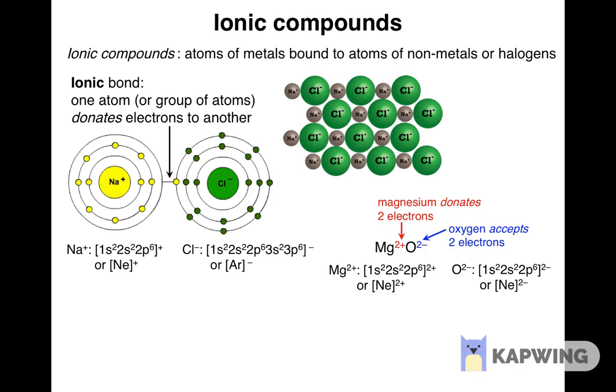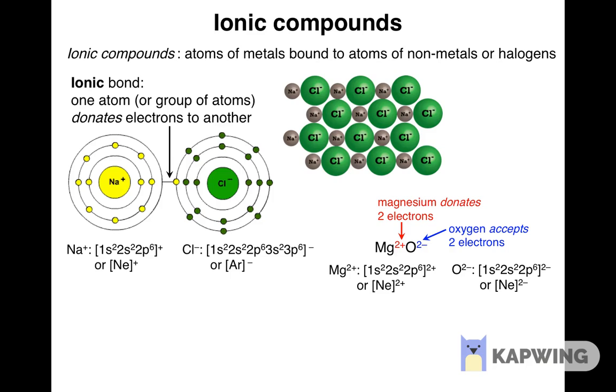The resulting magnesium cation, Mg2+, has the electron configuration 1s2, 2s2, 2p6, 2+, or in shorthand notation, [Ne]2+. The distribution of electrons among orbitals is the same as for a neon atom, but the magnesium cation has a positive charge that is equal in magnitude to twice the charge of an electron.